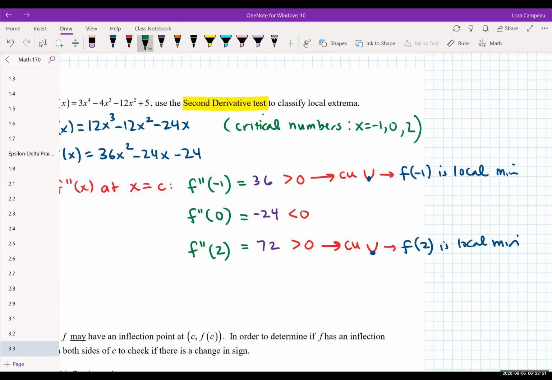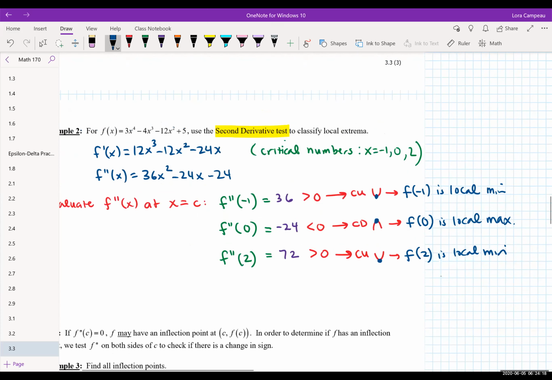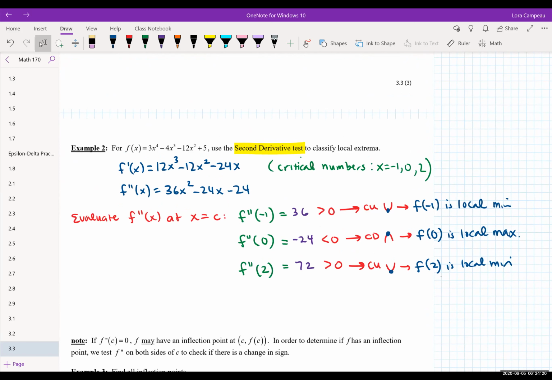So because our second derivative is less than 0, we got concave down. That looks like this. And so that tells us that we got the local max. So that tells us the original function evaluated at 0 is the local max. And so that's another way to classify what your extrema are. And kind of depends, sometimes it's a lot cleaner. I guess it depends how complicated it would be to take the second derivative.